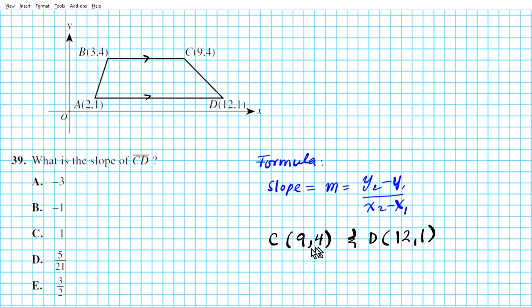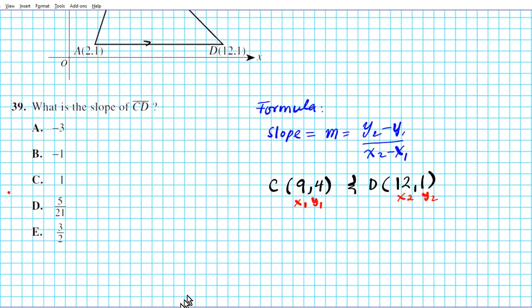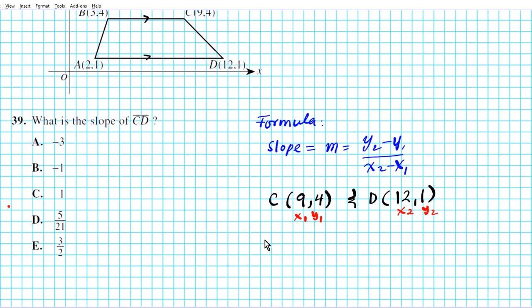So let's see. The first point will have x and y with 1 as their indices, so x1, y1, and then the second point will be x2, y2. The reason why you want to label your points is that it helps you avoid making mistakes when you're substituting your values into your formula. Okay? So the ones are the first and the twos are the second. Now we are ready to compute the slope of segment CD. Okay, so let's do it.